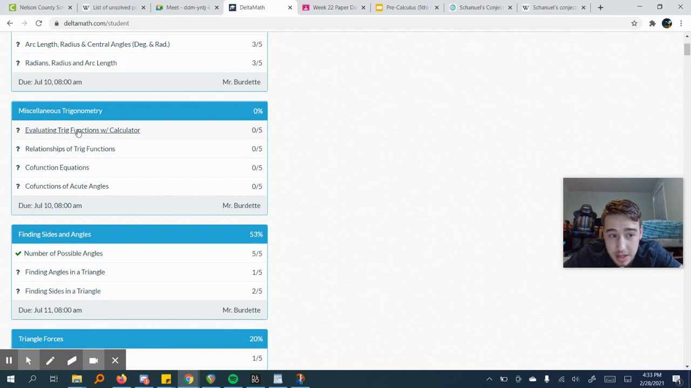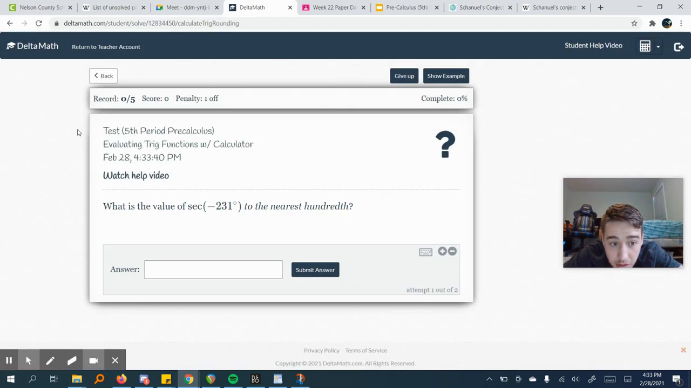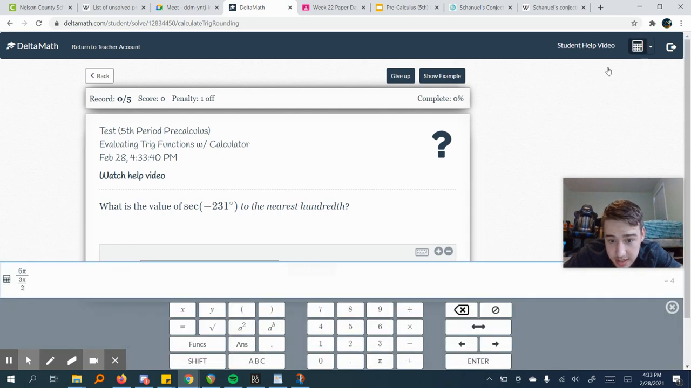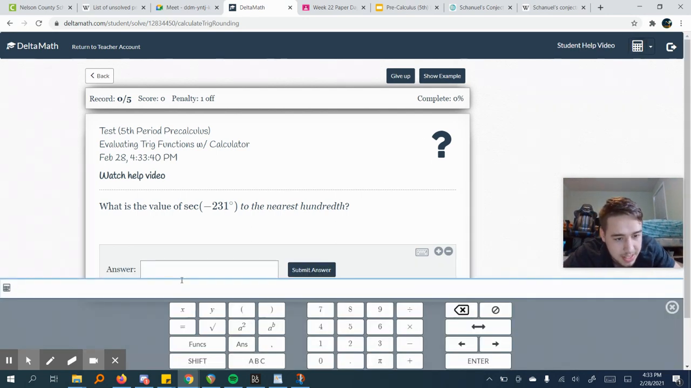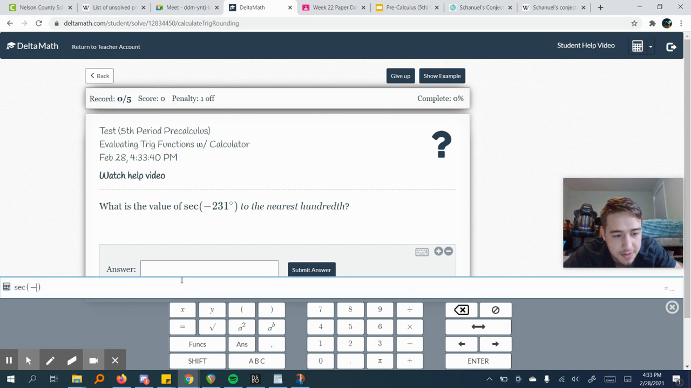Evaluating trig functions with a calculator. So we want the value of secant negative 231 to the nearest hundredth. So you know how we're going to do that? We're going to type secant of negative 231.